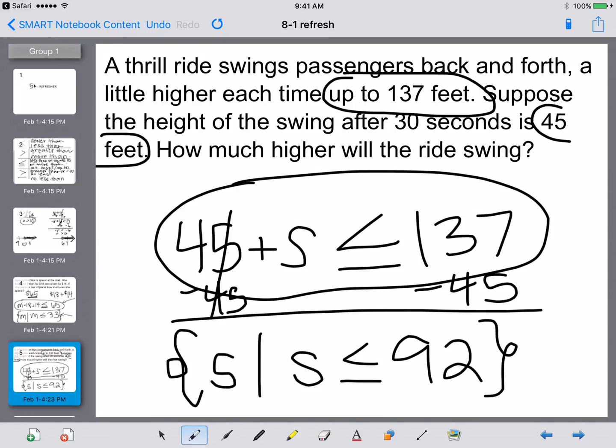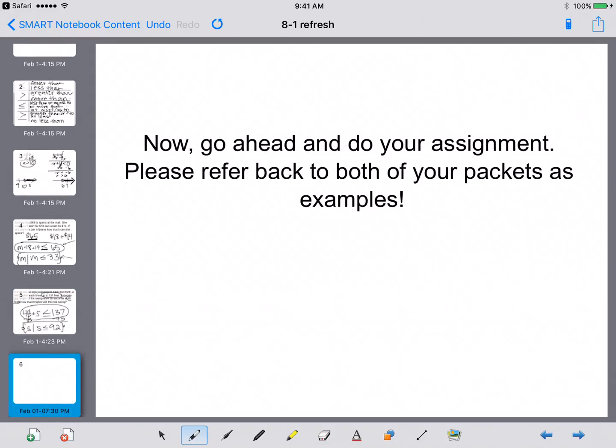Check and see where you went wrong if you did. Otherwise, continue on and you can go ahead and do your assignment. And so please refer back to both of your packets as examples while you're completing this assignment. Do your best. You can shoot me an email. Hopefully I'll be able to respond in a timely manner. Probably not during your class period, but sometime during the day. Otherwise, come into school early tomorrow, or we'll find a time to talk it through. Good luck and let me know how you do.